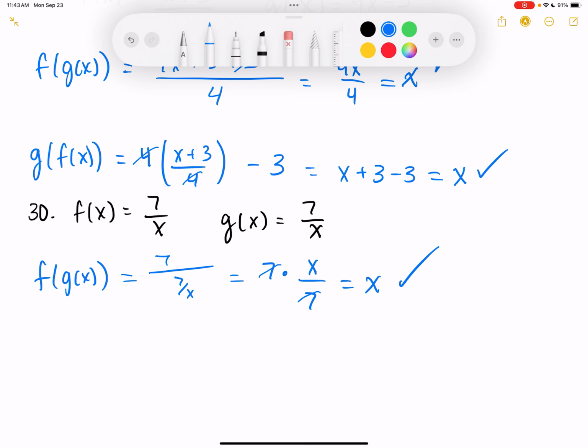Now, because they're the same, what's going to happen when I do g of f of x? It's going to be the same thing. If there's ever one you have like that, as long as you've checked one, you don't need to do the math to show the other one. Just know that they're the same as the other one.